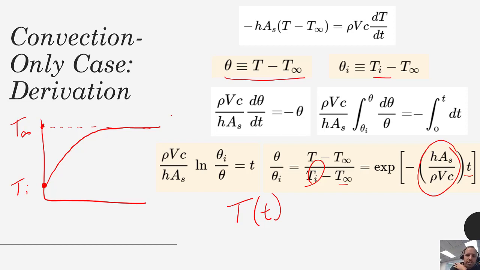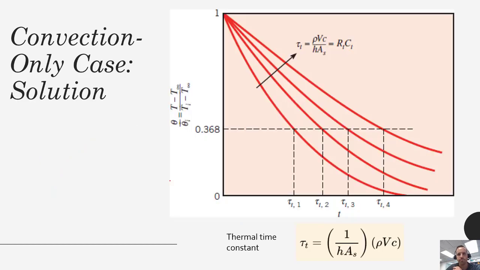Okay, so this particular term tells us a lot about how fast this process is going to happen. And notice that the value of the convection coefficient is really important in this equation. If we lump those parameters together, rho V times c divided by h times our surface area, we get what is called the thermal time constant, or tau. So tau tells us how fast this process is going to happen.